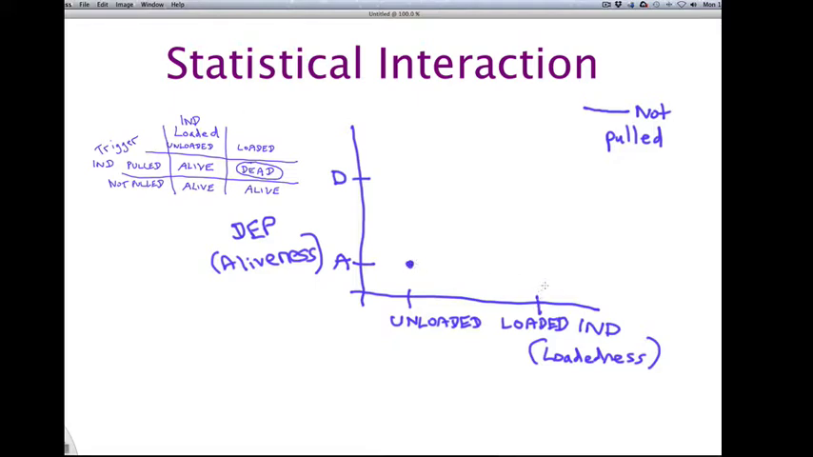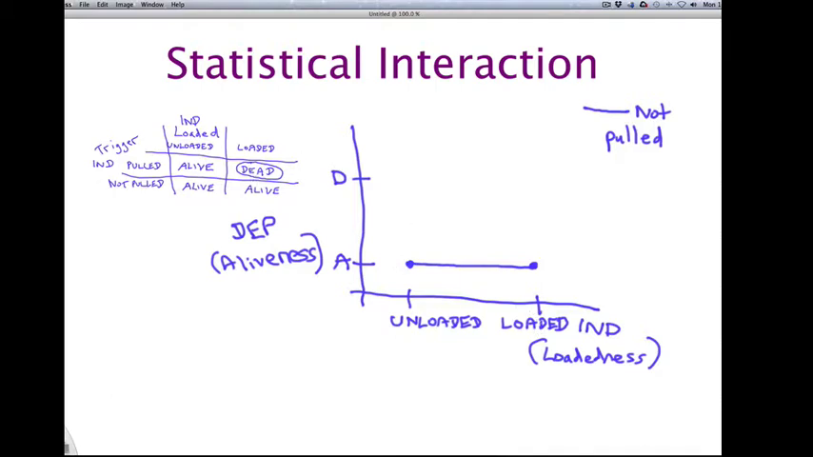And if the gun is loaded but you haven't pulled the trigger, the state is that you're still alive. So the graph goes from unloaded to loaded, no change in the state of aliveness. Now what about for the loaded, for the pulled case?